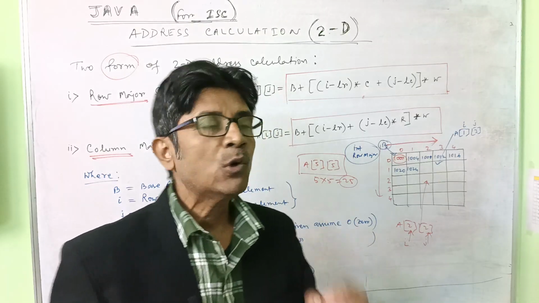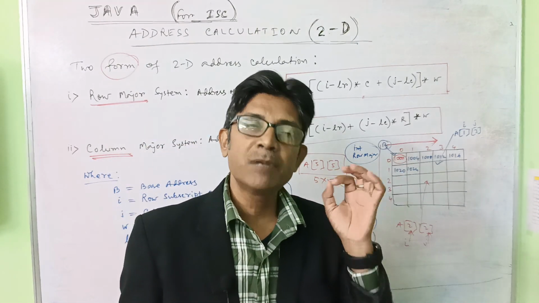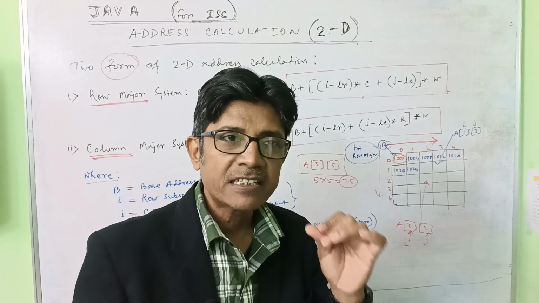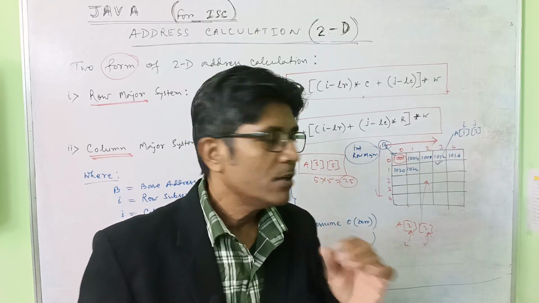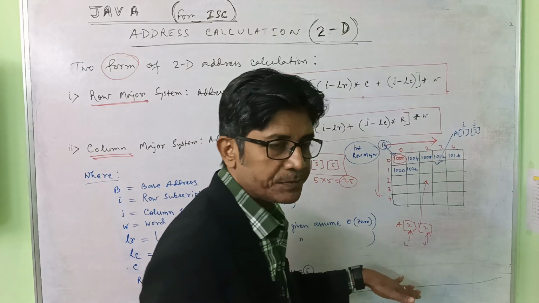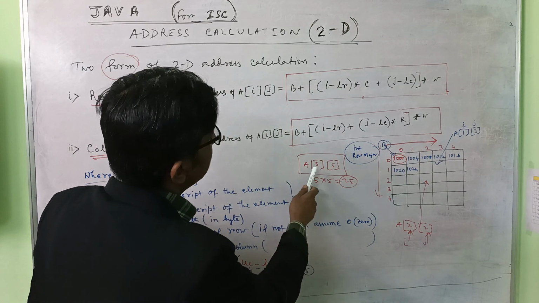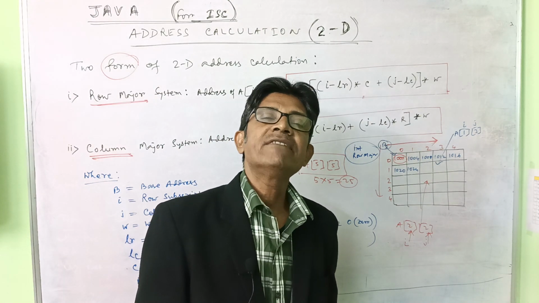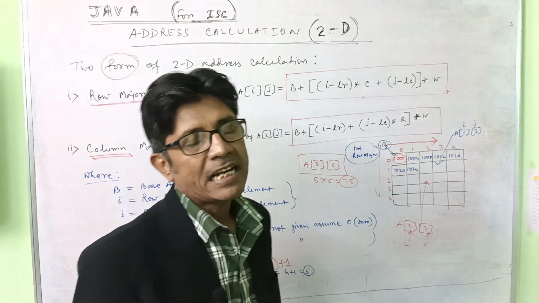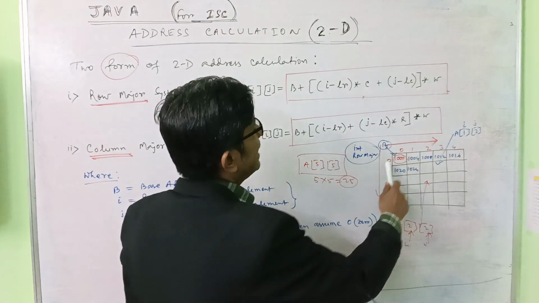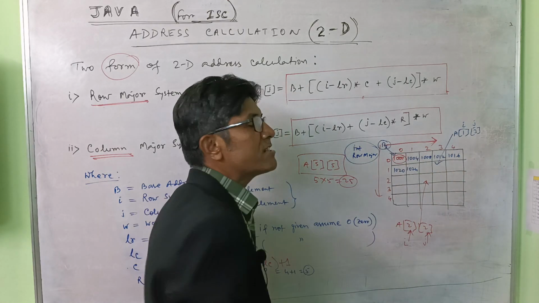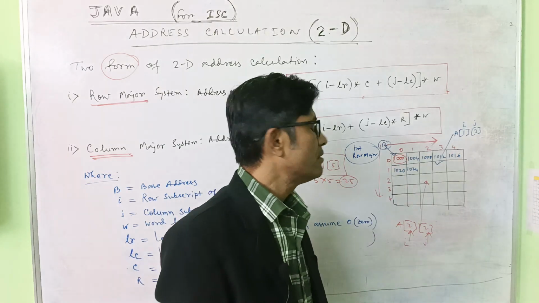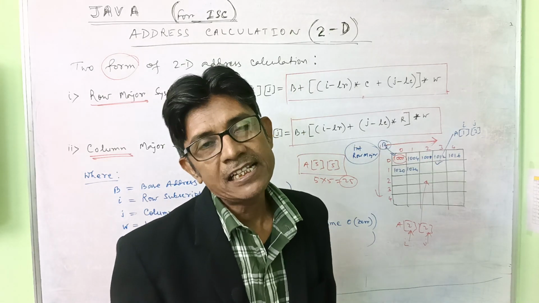If you follow the row major format, the address is calculated according to how the elements are placed in the array. Suppose you have taken a two-dimensional 5 by 5 matrix, that means 25 elements. It can be integer, character, double, anything. The very first element's address is called the base address, the memory address where the first element of the array is placed.